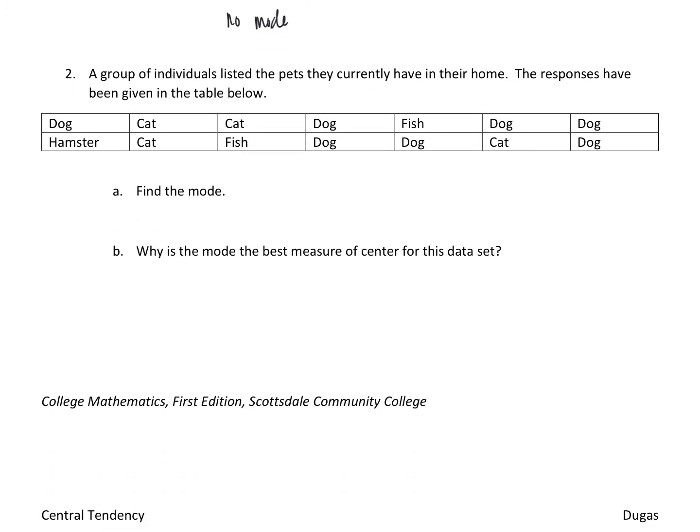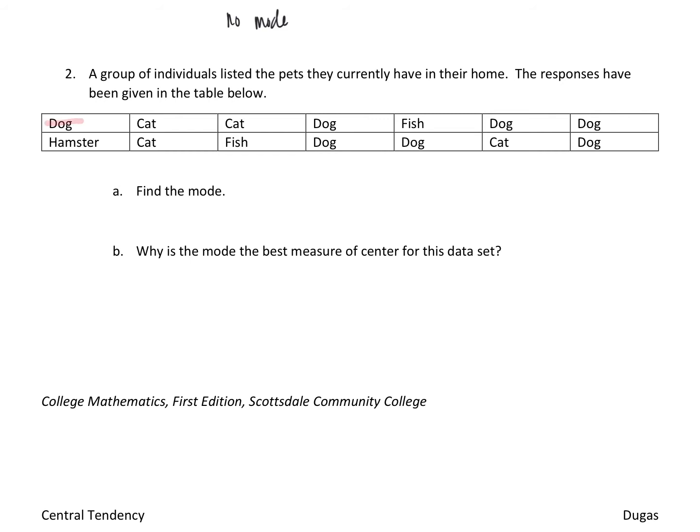Let's look at number 2. So number 2, a group of individuals listed the pets that they currently have in their home. The responses have been given in the table below. Find the mode. So we want to find the one that appears the most often.